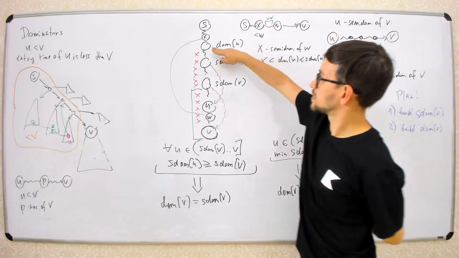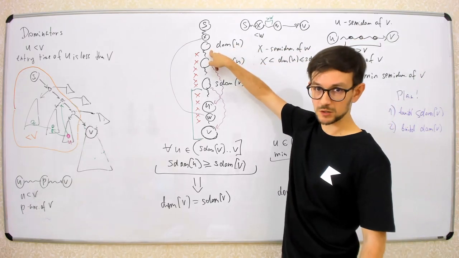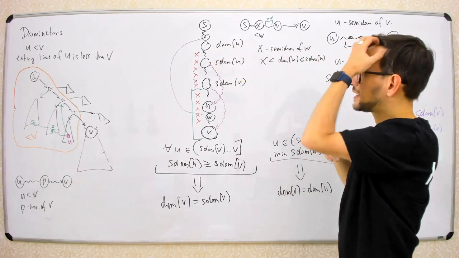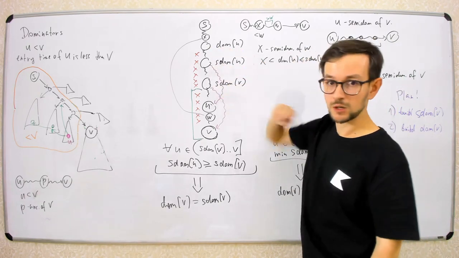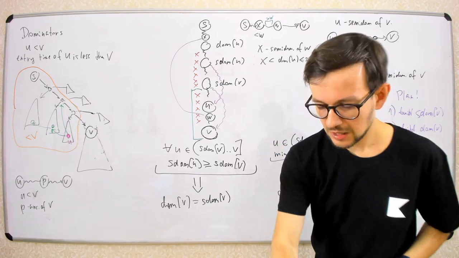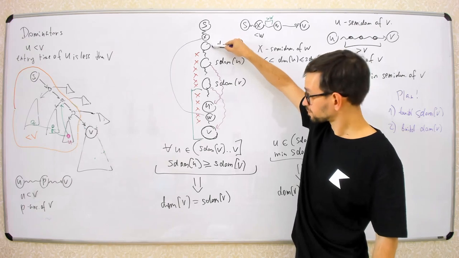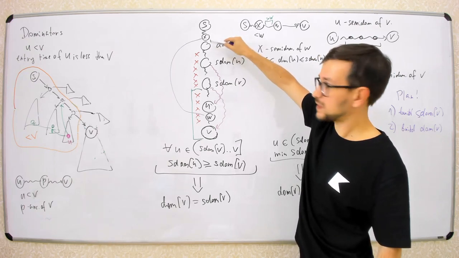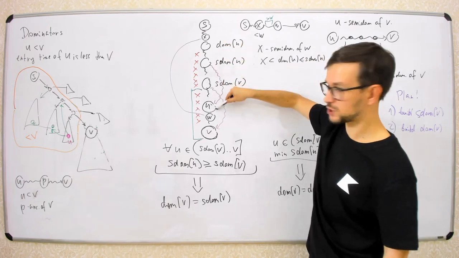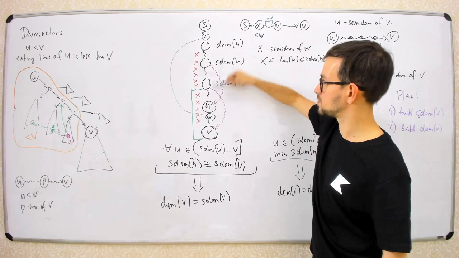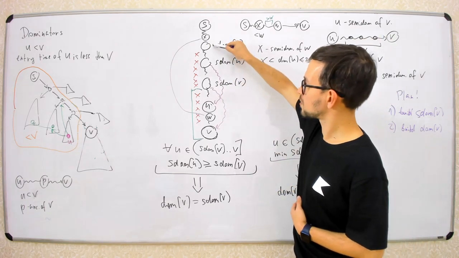Why is X less than dominator of U? Because this path cannot contain this dominator. And if it can contain this dominator, it also can't contain any nodes in this range. Again, this path does not contain this dominator. If we can avoid this dominator, we can go to node U, because this node dominates U. If we can avoid it and go to U, it means this node is not a dominator. So if we avoid this dominator, we also must avoid all this region.